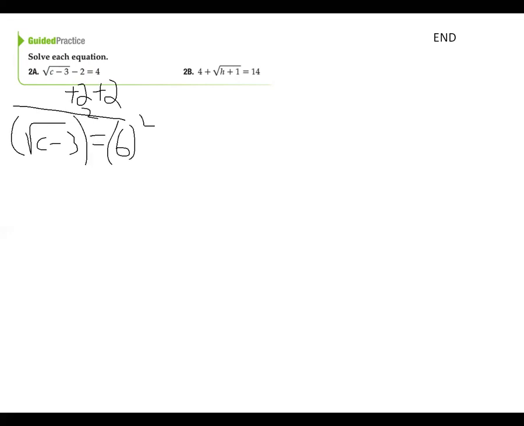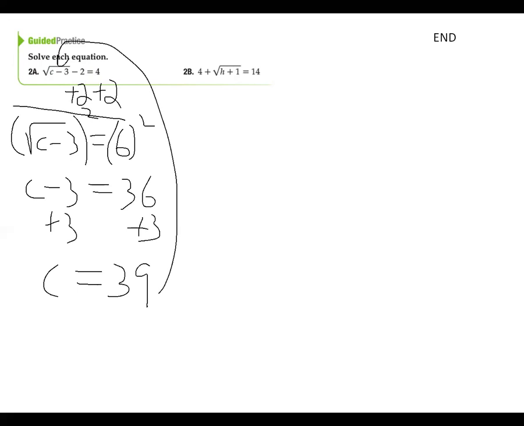All right, we're back. So for the first one, you add 2 to both sides to isolate the radical. So square root of c minus 3 equals 6. Then you square both sides, and you get c minus 3 equals 36. Add 3, and you get c equals 39. Now, if you check that, you would have 39 minus 3 is 36. The square root of 36 is 6, and 6 minus 2 is 4. So I know that works.